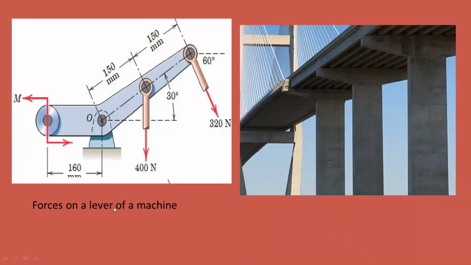Next is the forces on the lever of a machine. The common example for the lever is the brake lever. That is a brake lever in the automobile, that is, in the four-wheeler or in the two-wheeler. In the last lecture, I showed you one lever, that is a brake lever. So this calculation again depends on the static part.